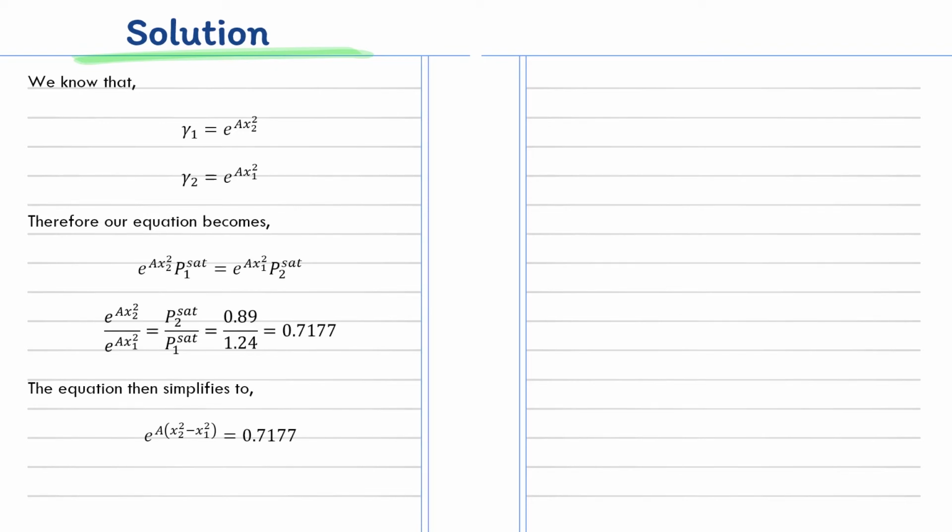We know that gamma 1 is equal to e raised to a x sub 2 squared and gamma 2 is equal to e raised to a x sub 1 squared. Therefore, our equation simplifies to this equation. Modifying this, we get this expression, and we know that the saturation vapor pressure of species 2 is equal to 0.89 and the saturation vapor pressure of species 1 is 1.24, which gives us a value of 0.7177. The equation then simplifies to this expression.